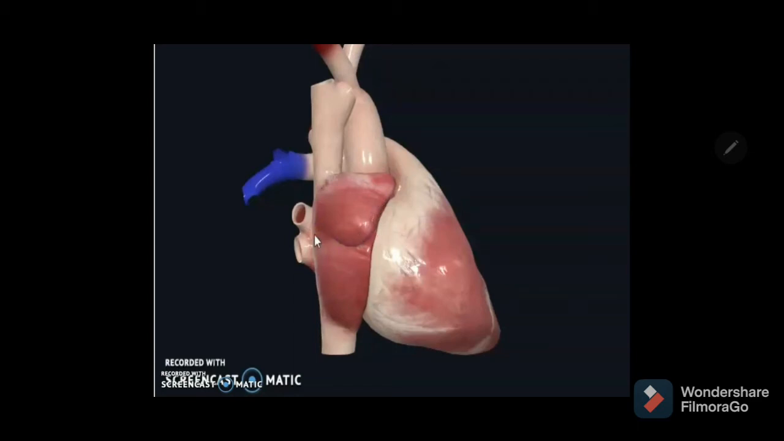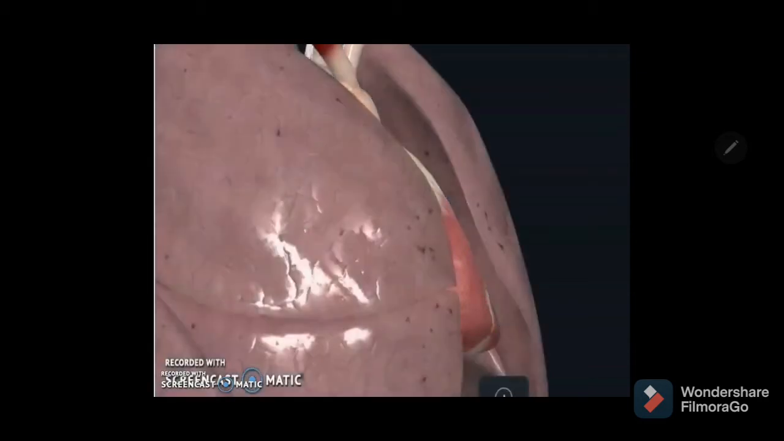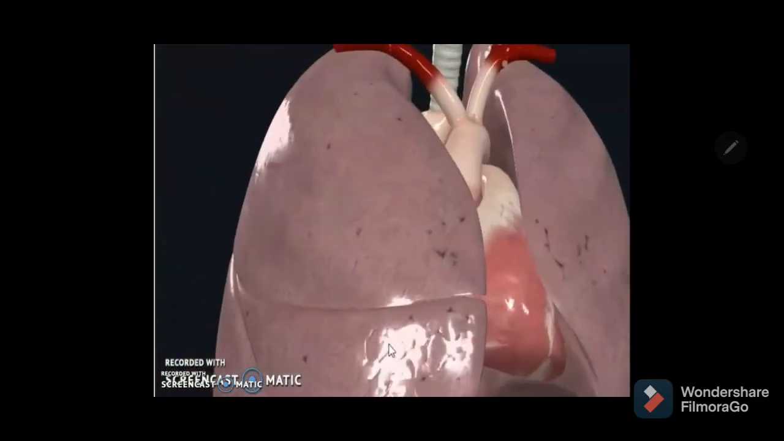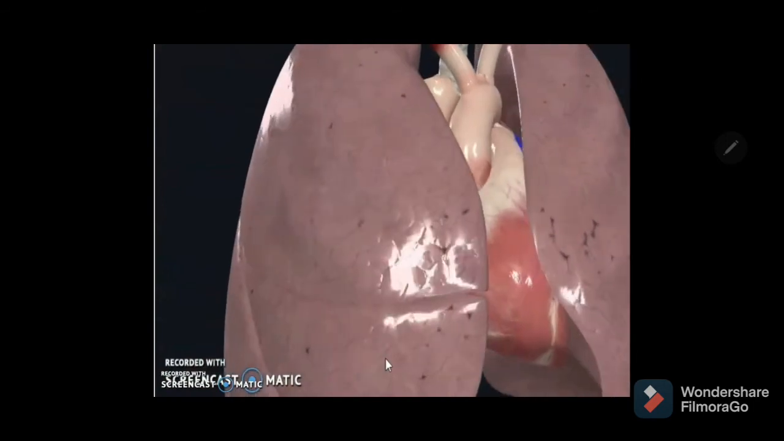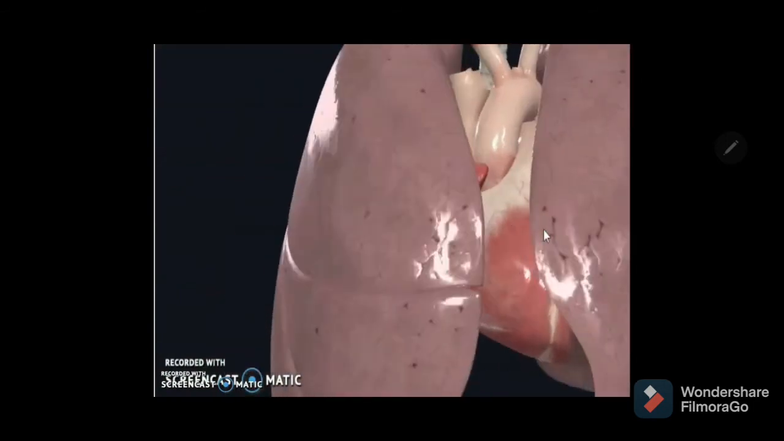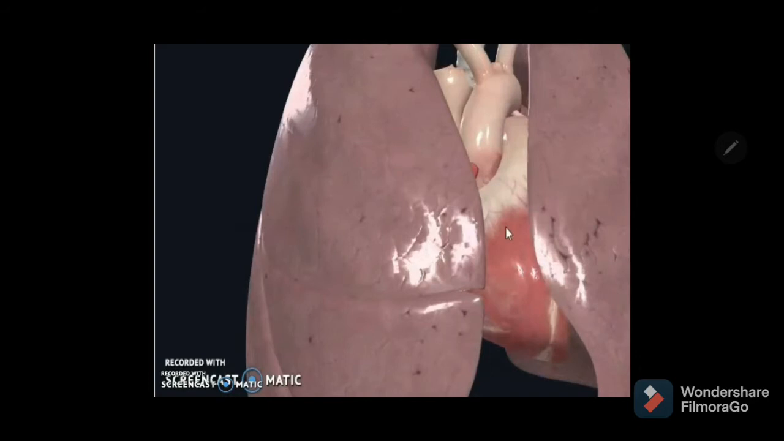Before that you can see this ear-like appendage. This is nothing but the right auricle. Coming to the relations here, if you add the lungs and the thoracic cage, you can notice here the heart is situated between the two lungs in a space called the mediastinum.